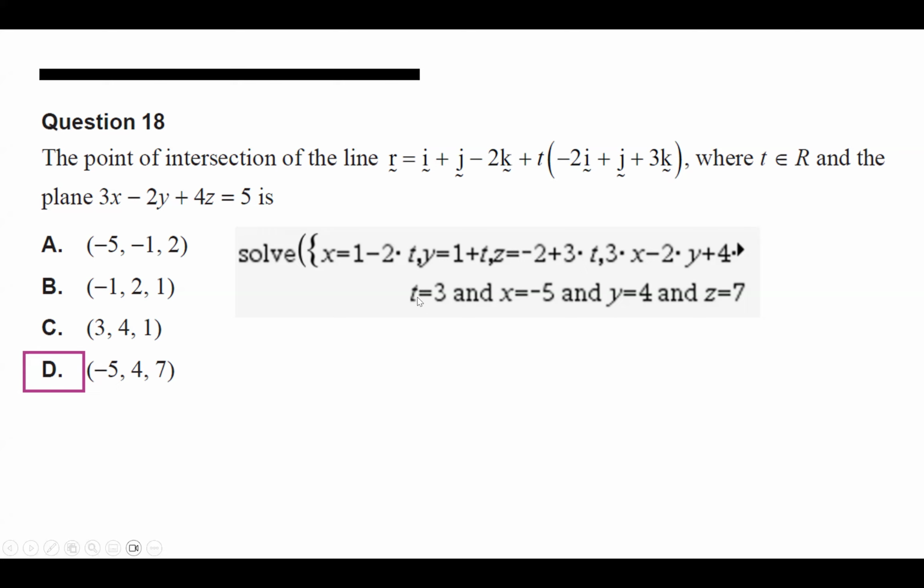So the t here is just the time factor or dilation factor, or you can call it the parameter. But what we care about is the coordinate triple.